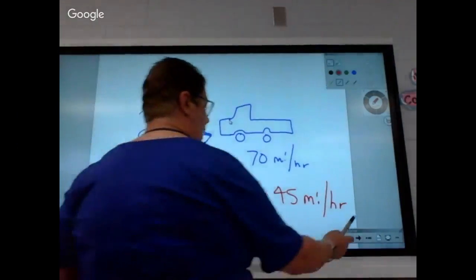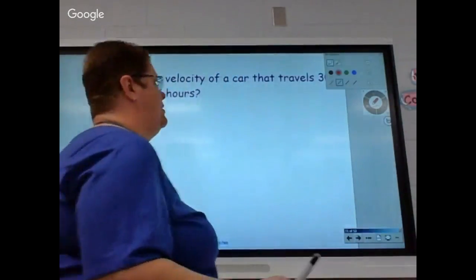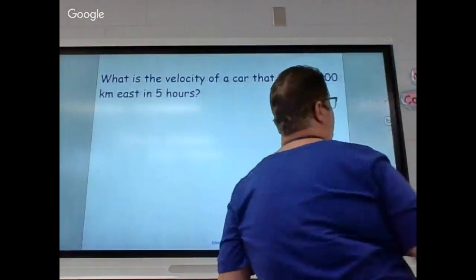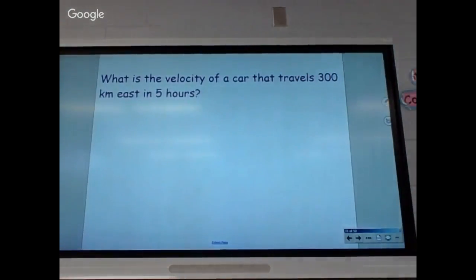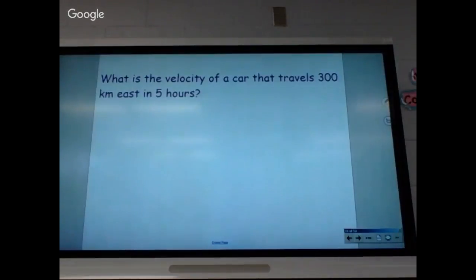Okay? Now, I want to do one question. Write this down so we can talk about how you write your answer. Because the only thing that's different about a velocity problem and a speed problem is how you write your answer. So write that down. We'll talk about how to write the answer real quick, and then we're going to do the lab. Or finish the lab, I should say. Because you should have your data, so we should just be finishing the questions in groups.